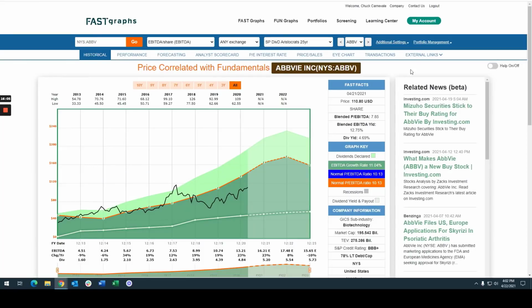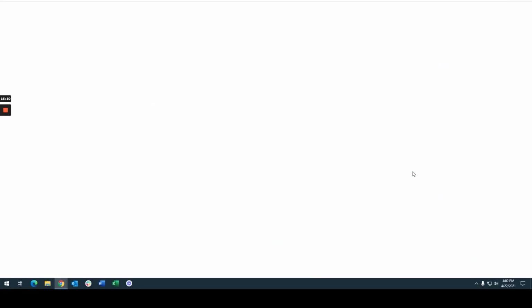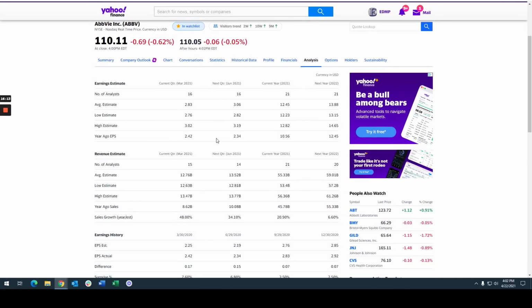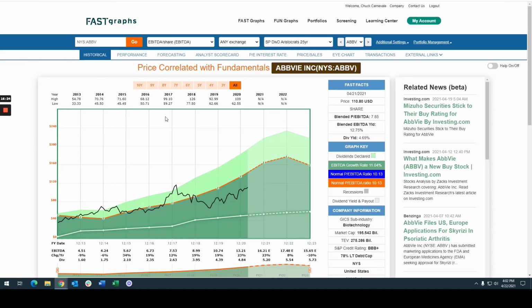I want to make that clear. I'll also go into sites like, I mentioned Seeking Alpha already. I'll go into sites like Yahoo. I'll get other earnings estimate data here that corroborates the estimate data I would have on Fast Graphs. And again, what I'm doing here is, in a few minutes, covering something that would actually take me hours to do. But I'm looking at the company.